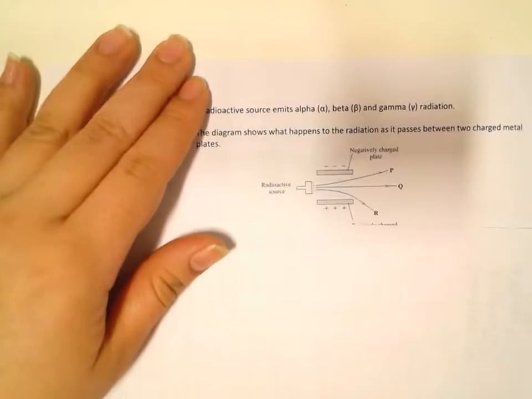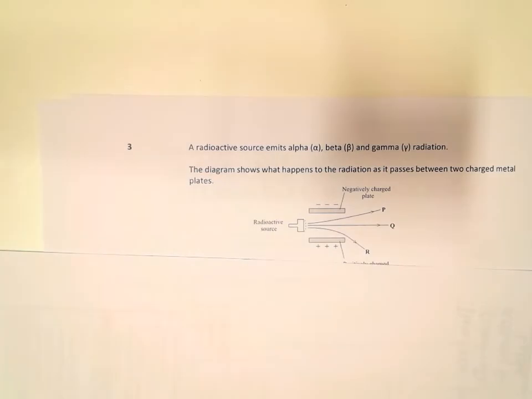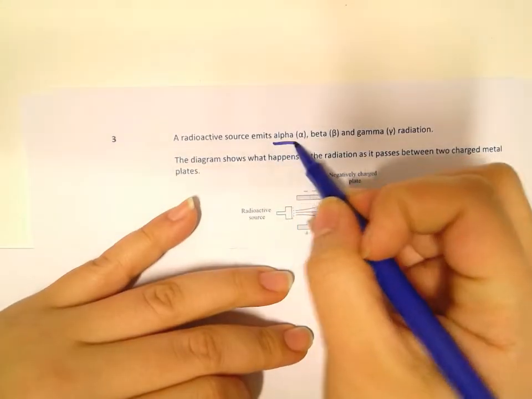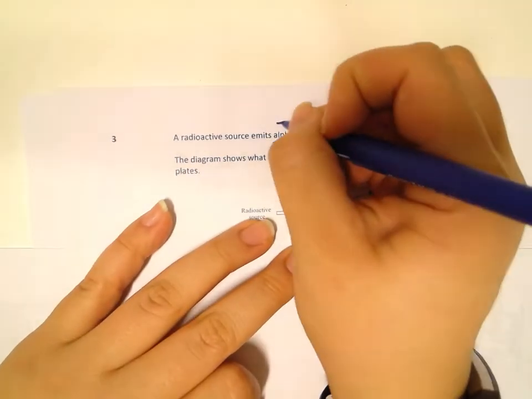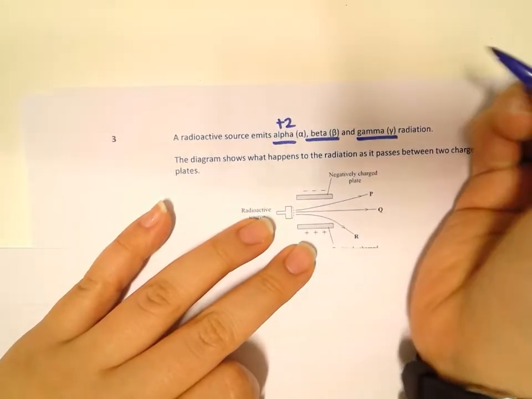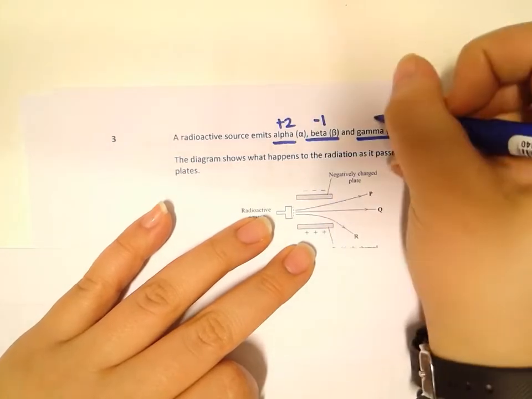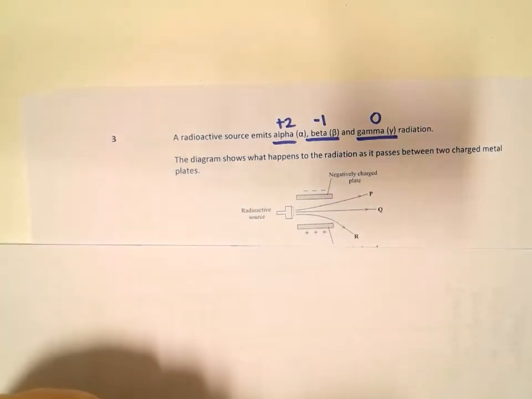Okay, moving on. We have a radioactive source that emits alpha, beta, and gamma radiation, and underlining these, let's go for the charges. Alpha is positive, it's positive 2. Beta is negative, it's negative 1. And gamma does not have a charge, it's an EM wave.